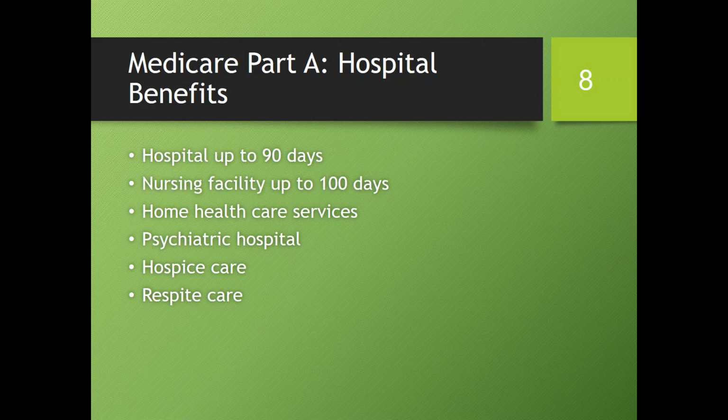Medicare Part A hospital benefits. This is for hospital stays up to 90 days, nursing facilities up to 100 days, home health care services, psychiatric hospitals, and hospice and respite care. Medicare Part A is hospital insurance for the aged, disabled, and blind. Funds come from special contributions.